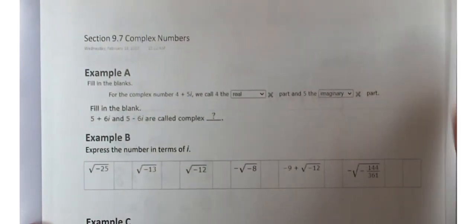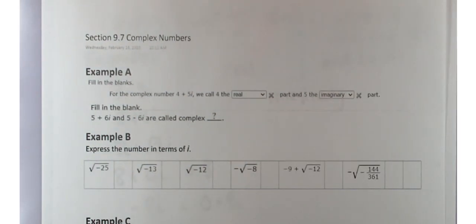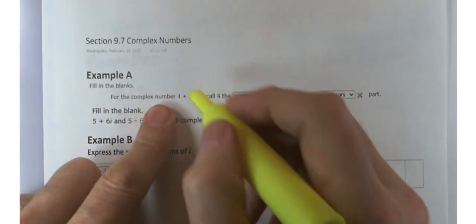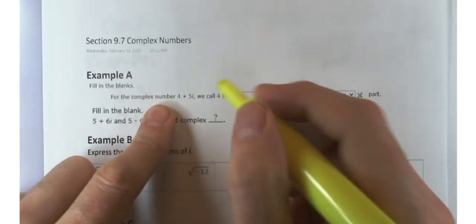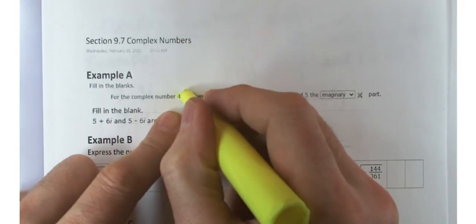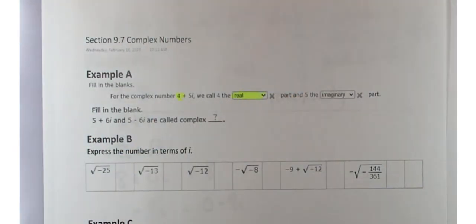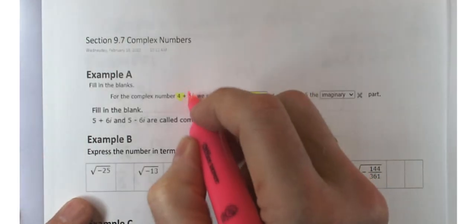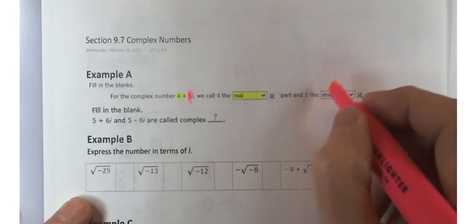And just to fill in the blank here for you on your homework problems, for the complex number 4 plus 5i, you call 4 the real part, and 5 is the imaginary part. It's not 5i, it's just the 5.